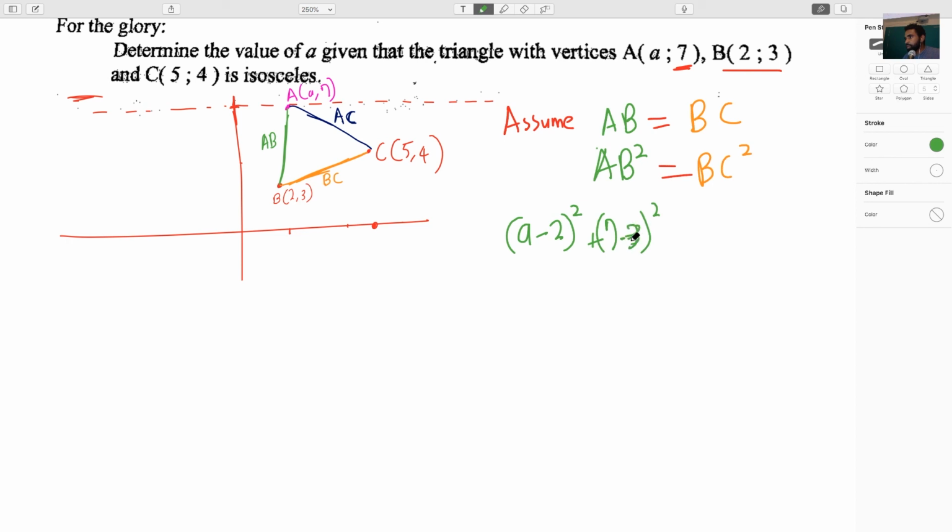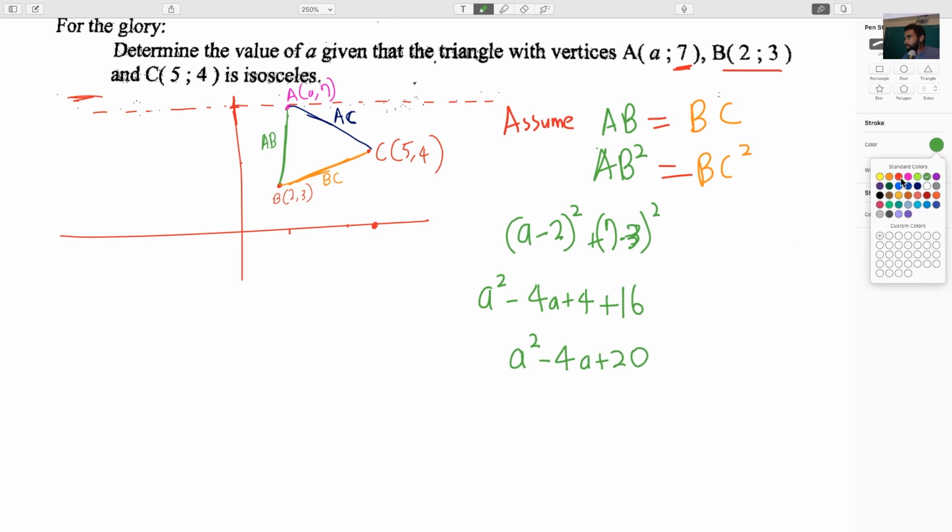Let's make sure the subtract is clear there. Okay. And this would be what? This would give us a squared minus 4a plus 4 plus what's 7 minus 3? That's 4. 4 squared is 16. Okay, and we can simplify that to give us a squared minus 4a plus 20.